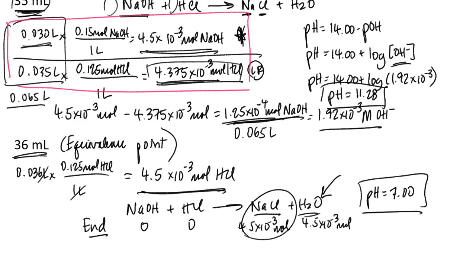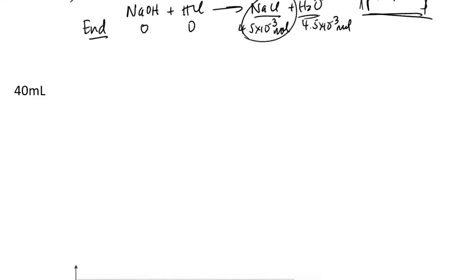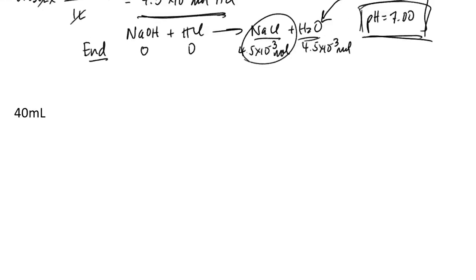And so, at the equivalence point for a strong acid, strong base titration, the pH will be 7, because I would have achieved neutrality. Now let's go on and see what happens after having added 40 milliliters of base.